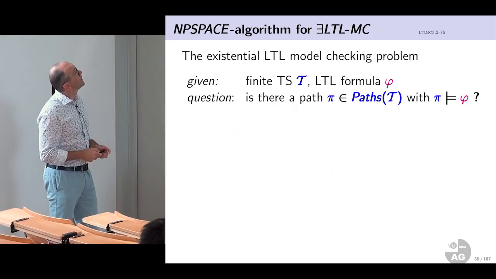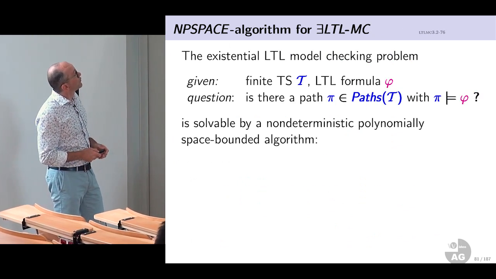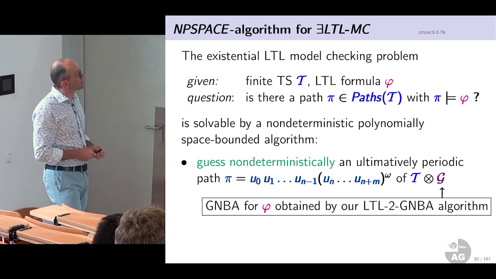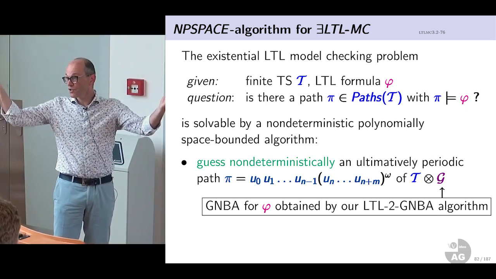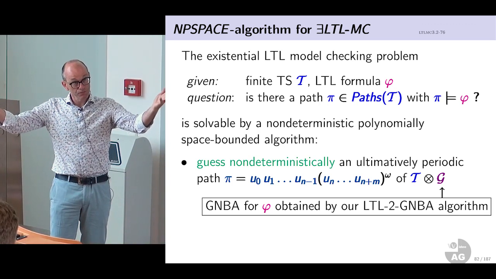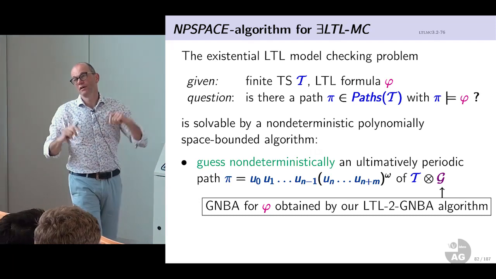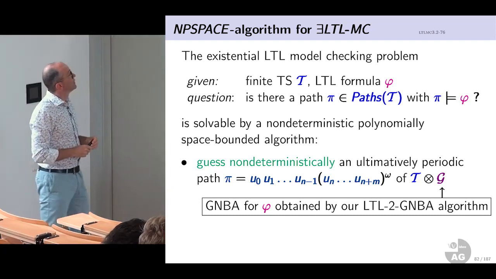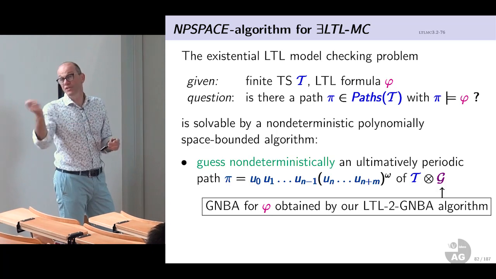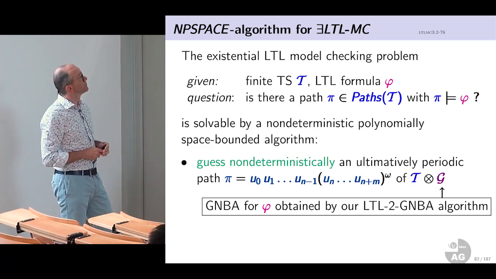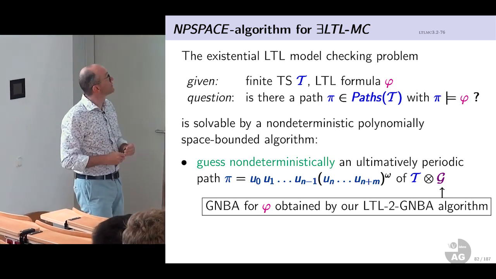Good. So what's the NP space algorithm? It's solvable in the following way. We guess non-deterministically a path in this product. So we take the product of the transition system and the Büchi automaton. The Büchi automaton has been constructed in the same way as we had done for the LTL model checking algorithm, and now we guess a path non-deterministically. This guess may be wrong, may be good, and we just guess, right?